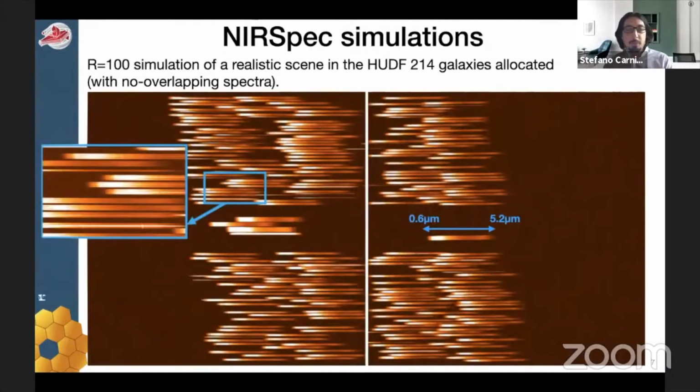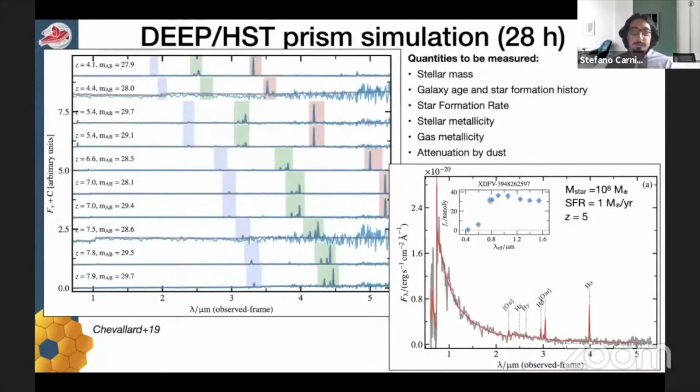Just to give you an idea of what we can do with 3 shutters, this is one simulation targeting the Ultra Deep Field. In one shot, we can observe over 200 galaxies with the prism, and some results you can find in the paper Bachelard 2019. Here you can see the spectra. If you observe this field for about 28 hours, you are able to observe galaxies with very low star formation rate, about 1 solar mass per year, which represents the bulk of the galaxy population. These are the redshifts. You can see the continuum with high signal to noise.